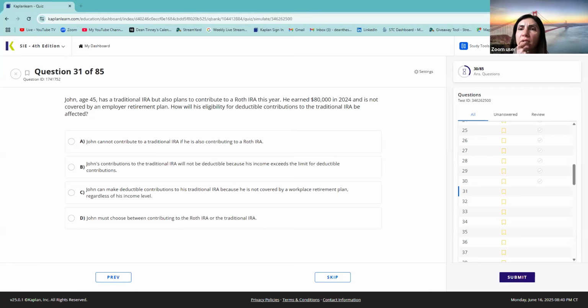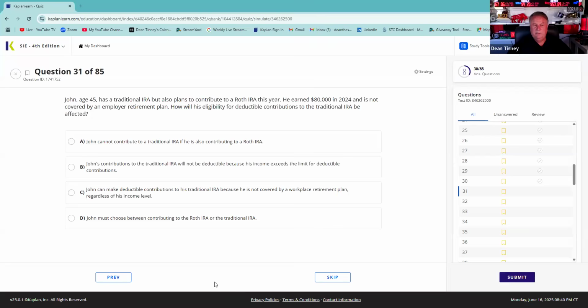So he's 45, has a traditional IRA, and plans to have a Roth as well. He turned 80 and is not covered by an employer. That's the key. That is the key. So he's not covered. So that's then the traditional IRA cannot be fulfilled. So let's see.